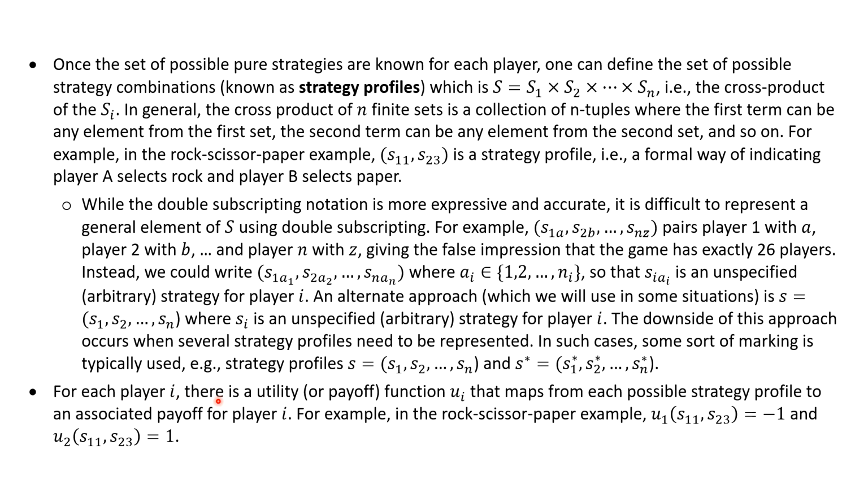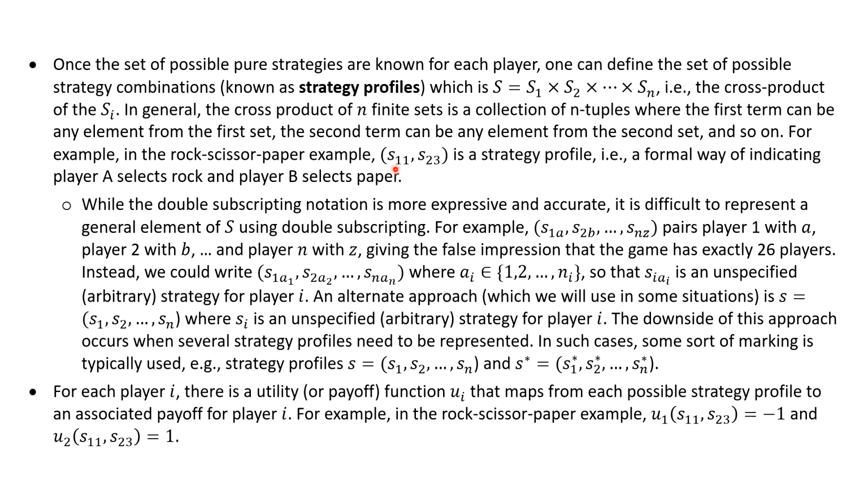For each player I, there's a utility function. We've talked about this in the last lesson. U sub I maps from each possible strategy profile to an associated payoff for player I. So we can look at our example here from rock, scissors, paper.